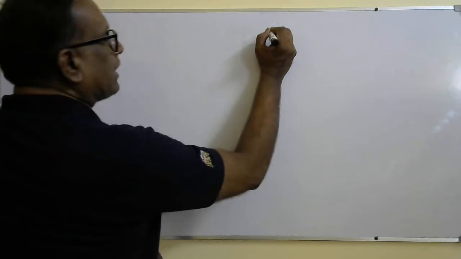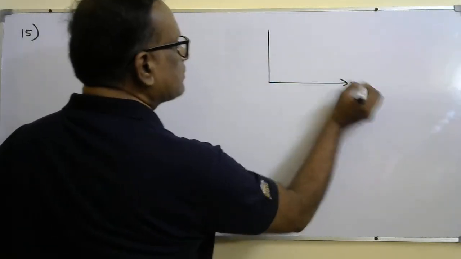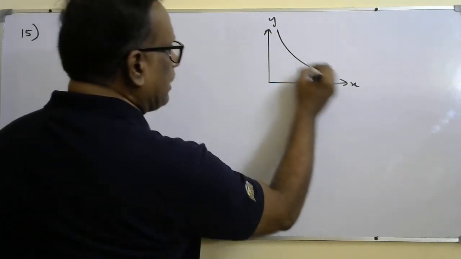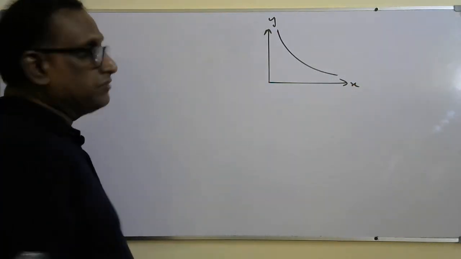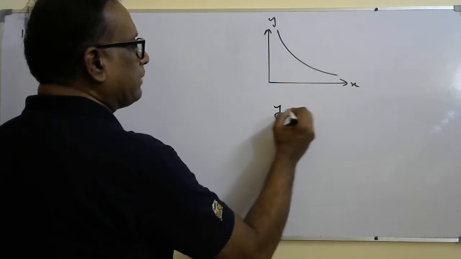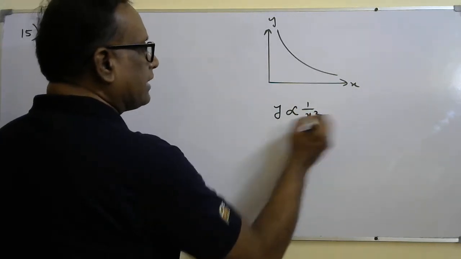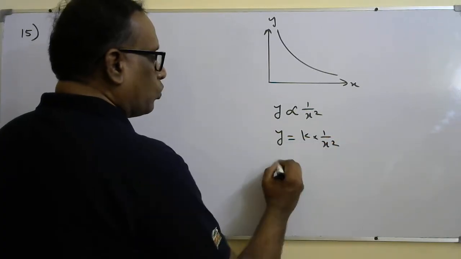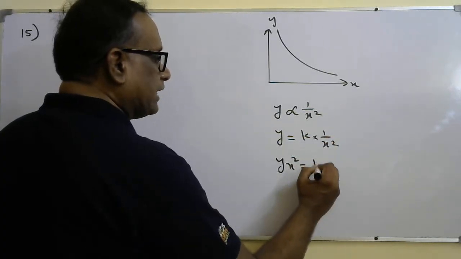So if you are given a graph y against x, the graph is something like this shape. And if you also check whether it obeys inverse square law means y proportional to 1 over x squared. That is y equal k times 1 over x squared. Y x squared should be a constant.